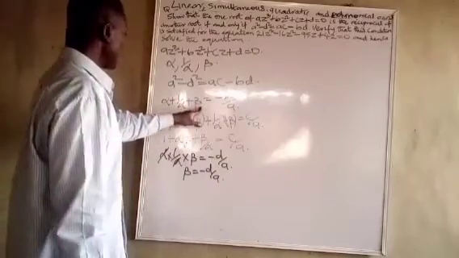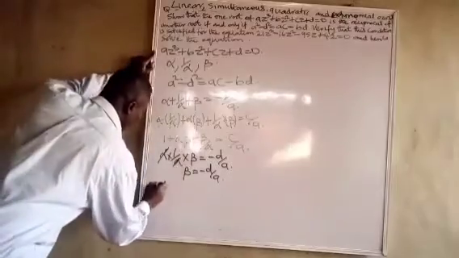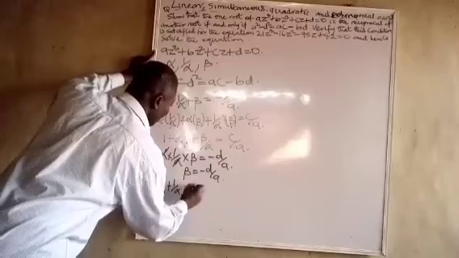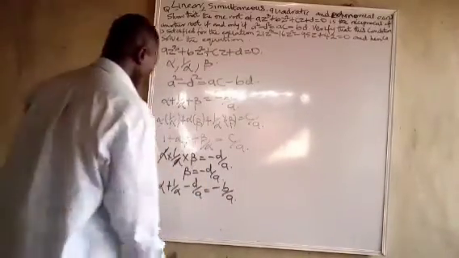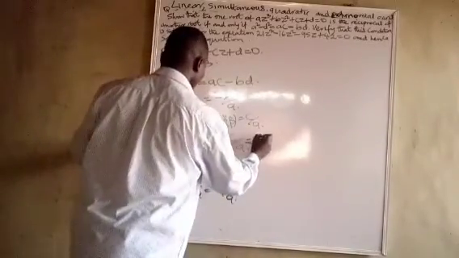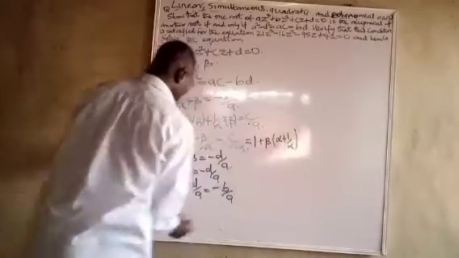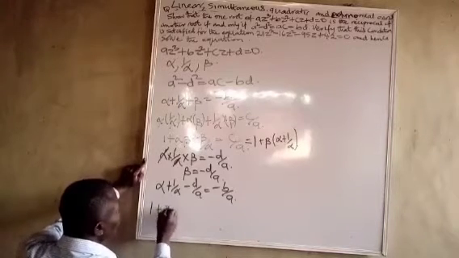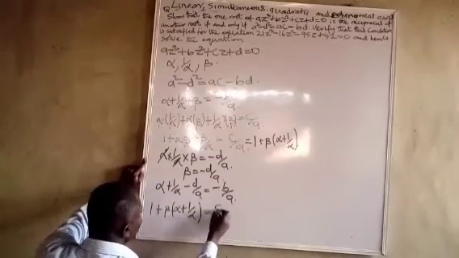And now I can substitute it here. Let's see what will happen here. Therefore, alpha plus 1 over alpha minus d over a is equal to minus b over a. At the same time, I can also say in this place, this one is also equal to 1 plus beta into alpha plus 1 over alpha. So I can now say 1 plus beta into alpha plus 1 over alpha is equal to c over a.